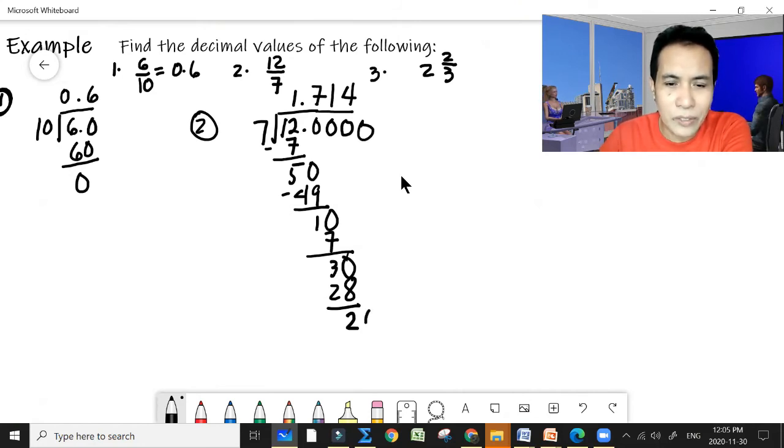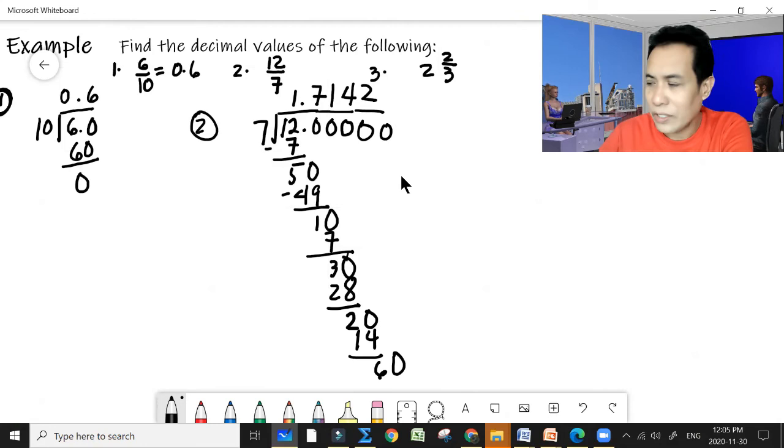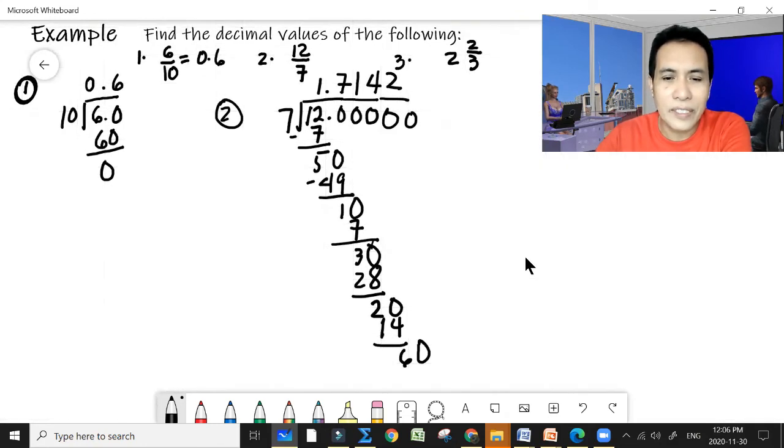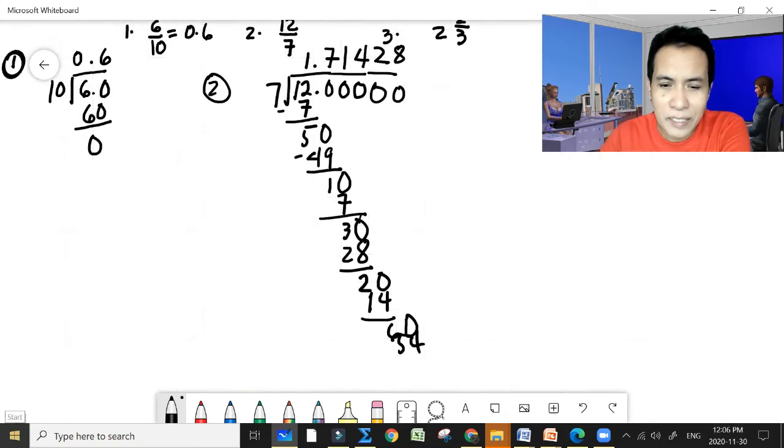2 divided by 7 cannot be done, so we will add another 0. Bring down 0. 20 divided by 7, that's 2. 2 times 7, that's 14. So 20 minus 14, that's 6. And there is 0. So that's 60. 60 divided by 7, that's 8. 8 times 7, that's 56. So 60 minus 56 is equal to 4, and so on and so forth.